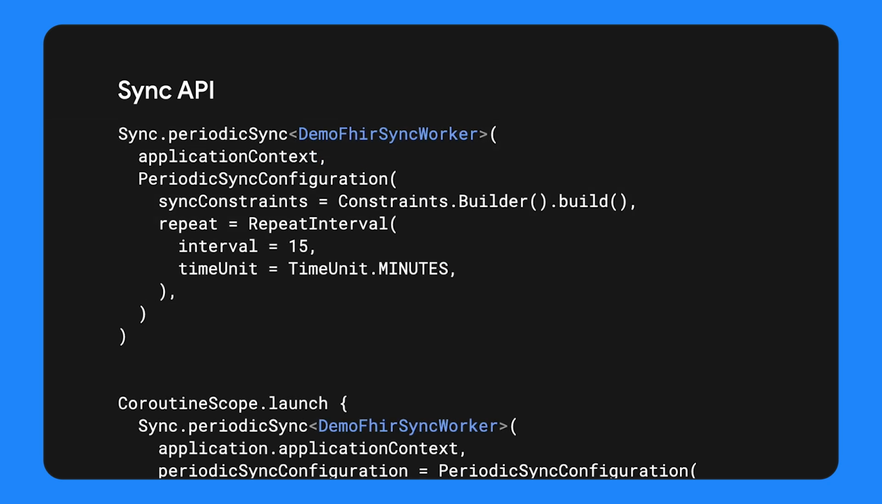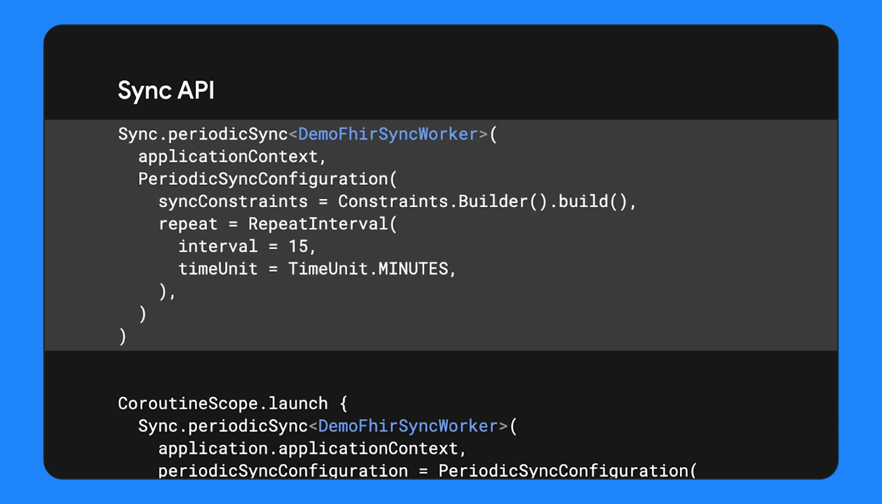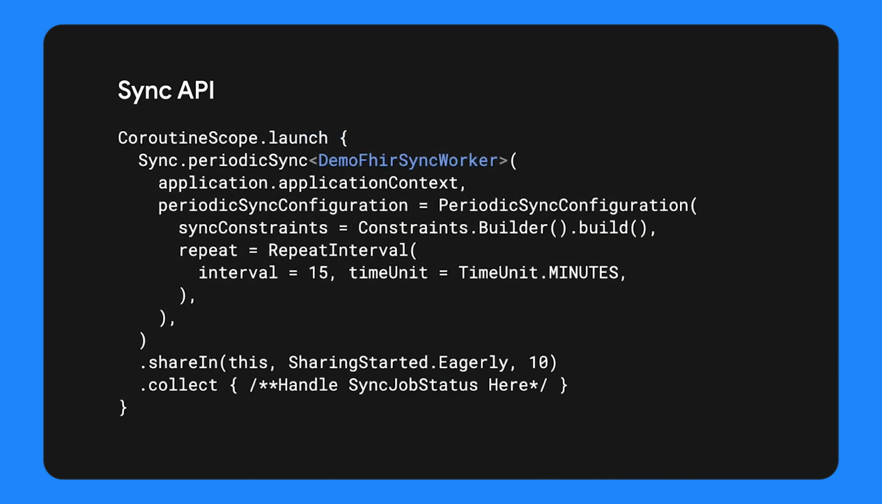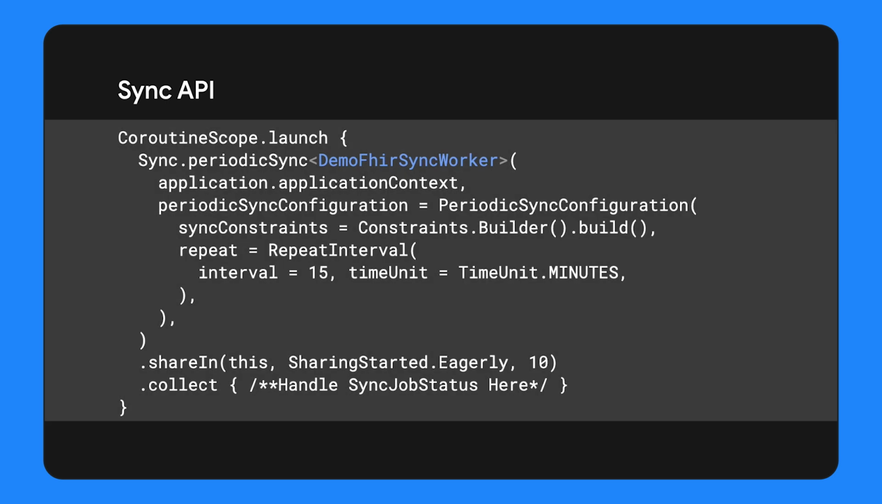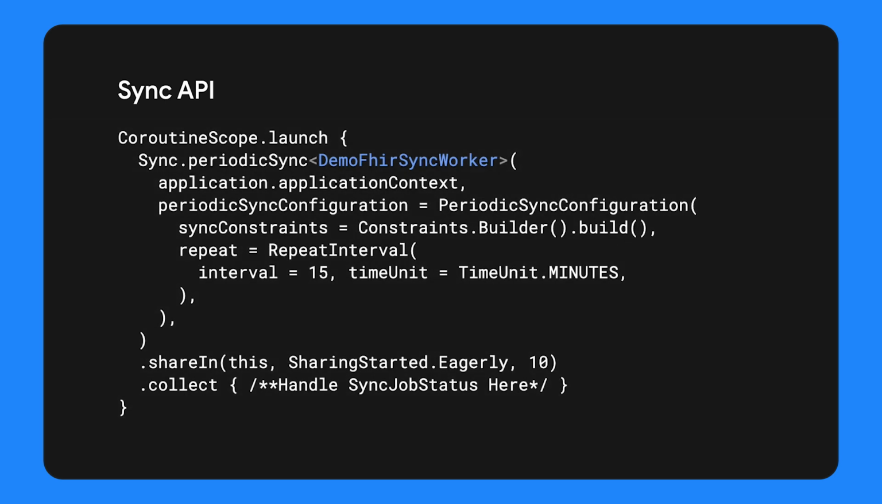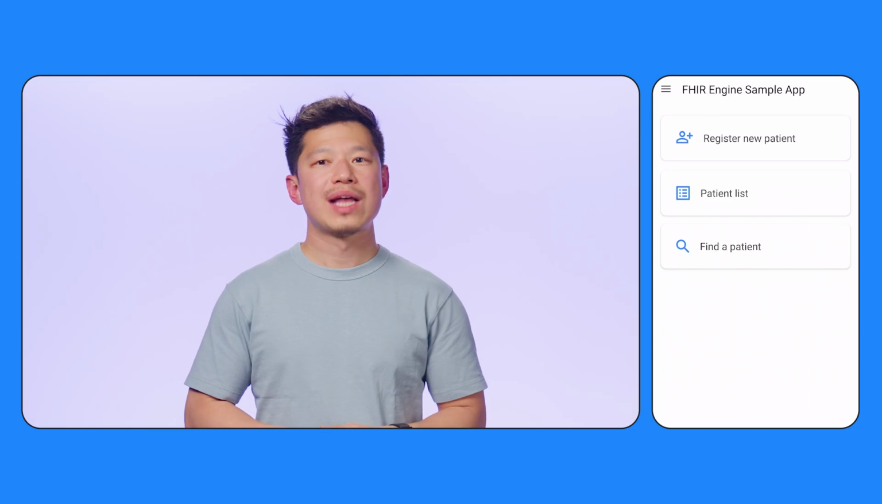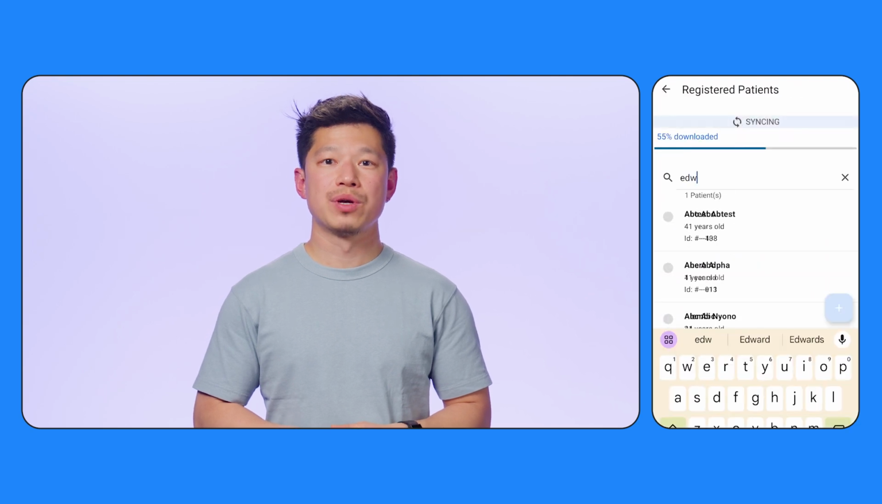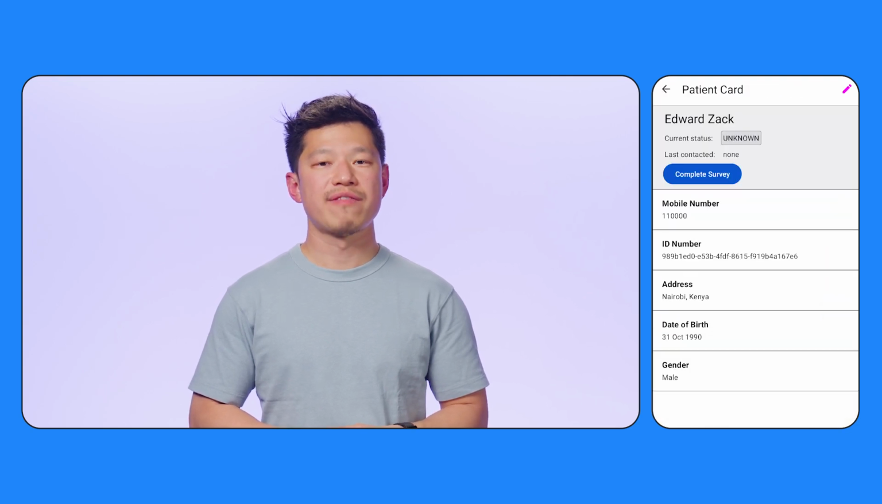We can also sync at repeated intervals with the remote server by using the sync.periodicSync API. Similarly to the one-time sync API, you can also collect the sync job status for the periodic sync job. Now, you have set up bidirectional sync between your app and the FHIR server. To demonstrate the APIs of the FHIR engine library, we have also built a demo app which you can build in Android Studio and run on your own device.